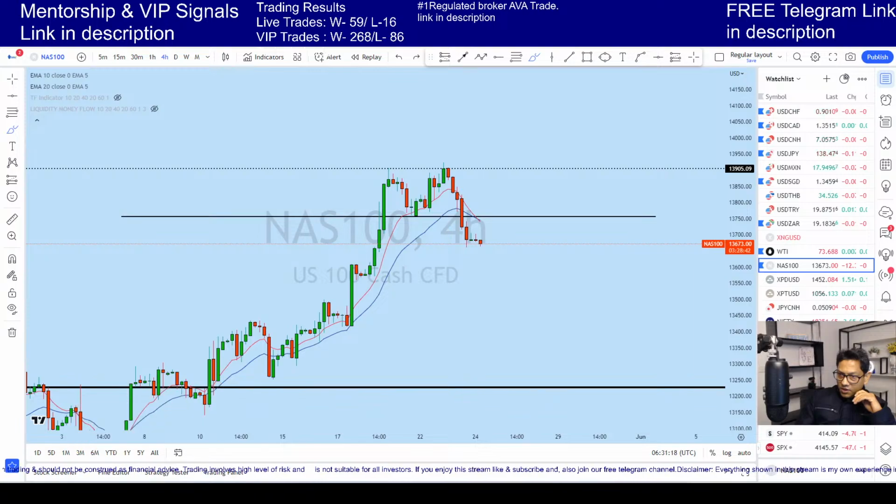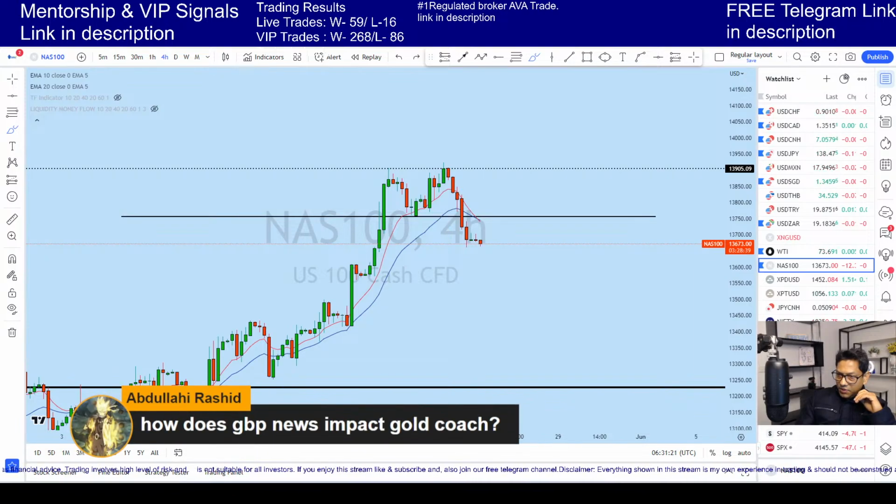So how does GBPUSD news impact gold, coach? Basically, if GBPUSD is going up, then gold is going up. That's how it will impact. Normally there is no direct correlation with GBPUSD news, but normally you'll see that GBPUSD and gold move in a little bit of similar direction. There's a reason behind it, because it's all about the DXY. So there is a little bit of equal relationship between GBPUSD and gold, but there is no direct relationship that I have found.